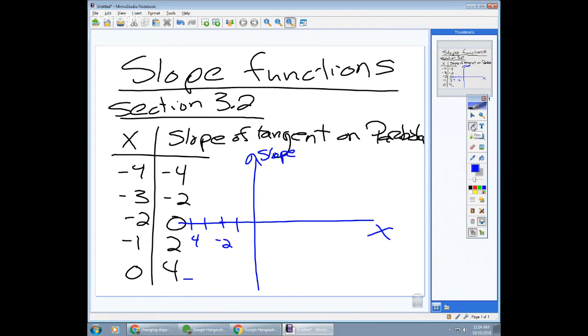Okay, so then what do we have to do? Slope down here, 2, 3, 4, -4, -2. So I get a point at (-4, -4), right there, (-3, -2). All right, there, (-2, 0), right there, (-1, 2). Right there, and then (0, 4). Right there. What do those points do? They line up. Yeah, they totally line up.